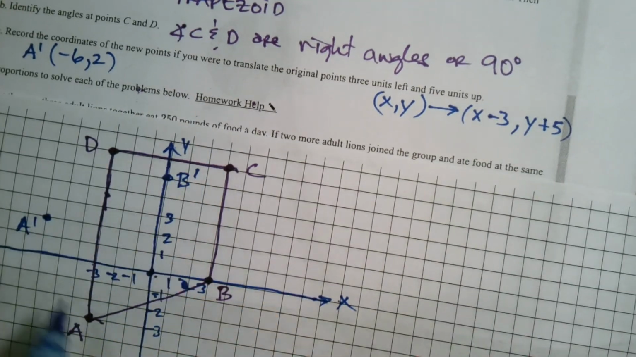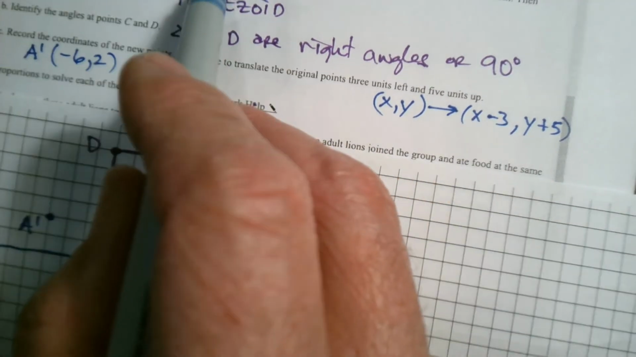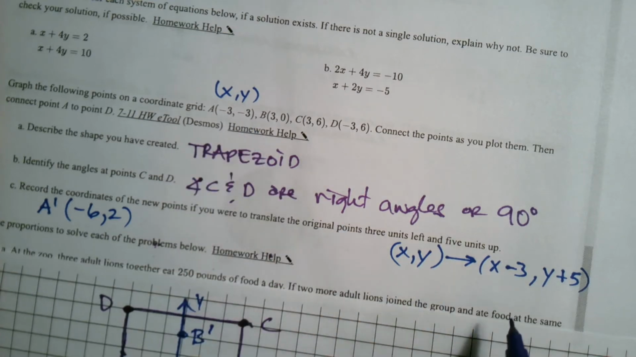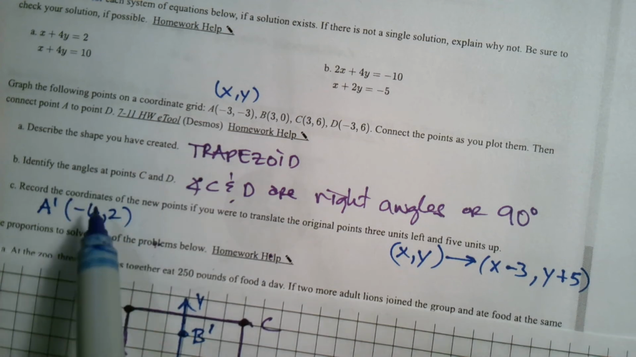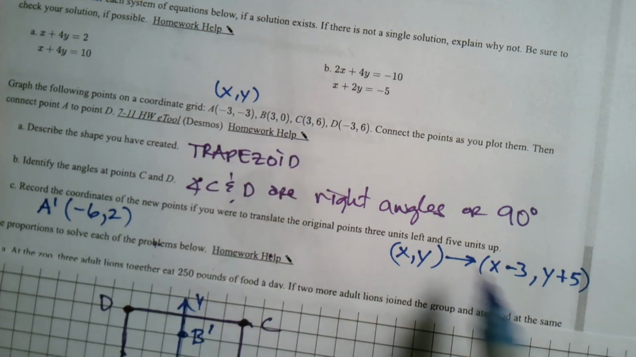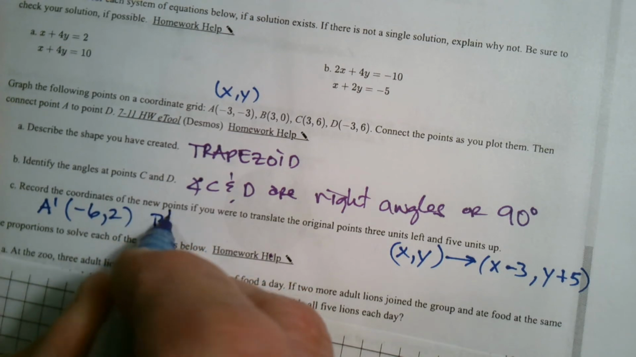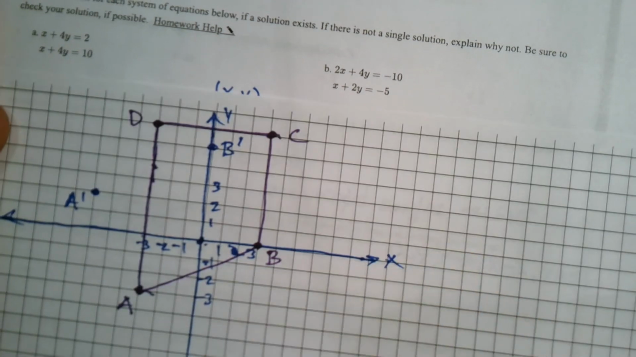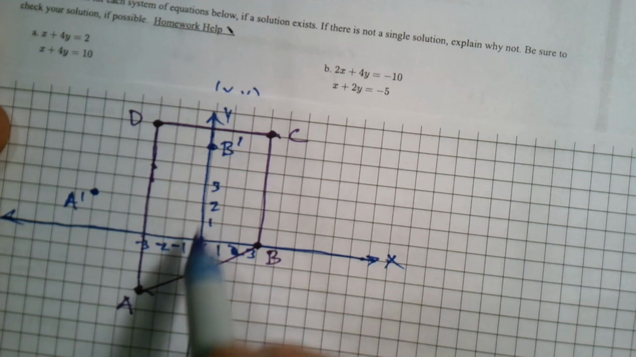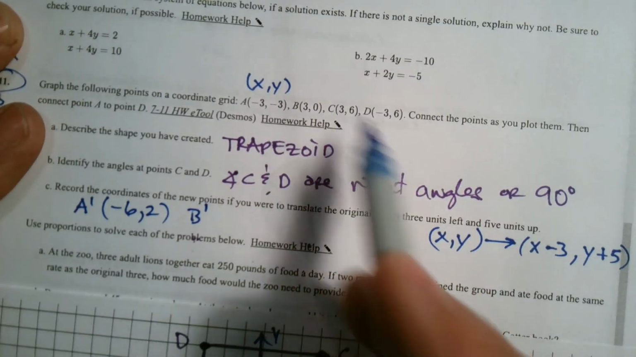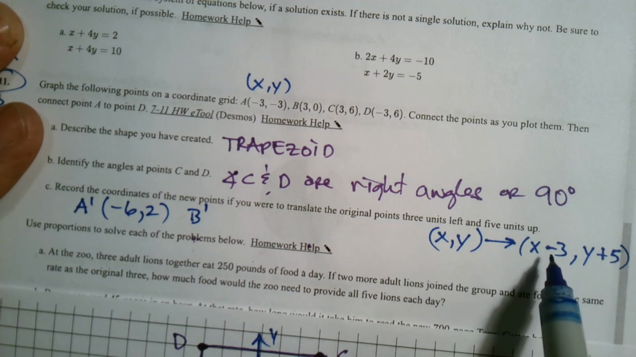So when I think of my original point, my original A, negative 3, negative 3. What am I doing? I'm going negative 3 minus 3, which is negative 6, and then negative 3 plus 5, which is 2. So I don't even need to look at my graph. I could define where my B is, and we'll check it. But I'm going to use this and plug it into my expression.